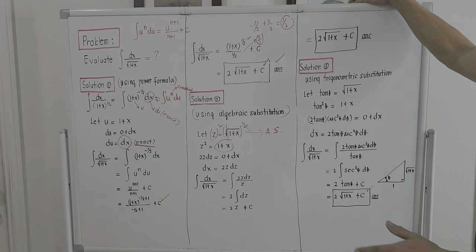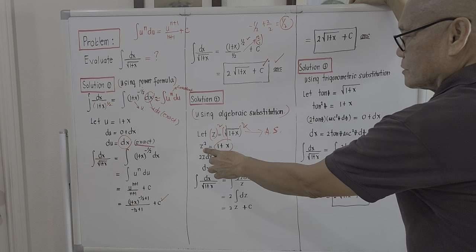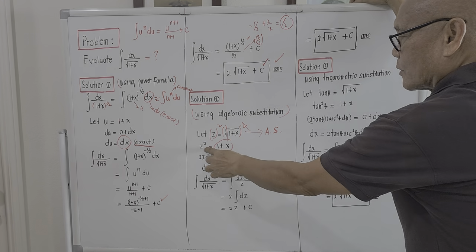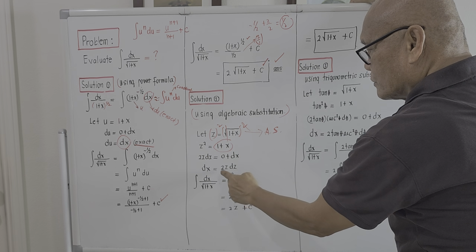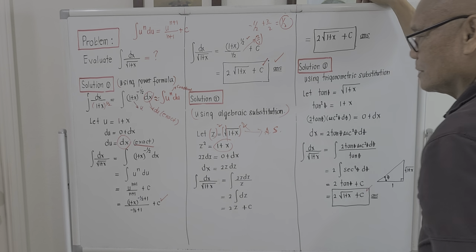Taking the differential of both sides. This is under power formula. So this will be 2 times z times dz equal to, the differential of 1 will be 0, the differential of x will be dx. Solving for dx, we put it on the left. It will be 2z dz.